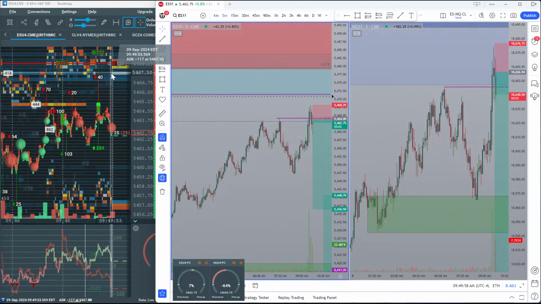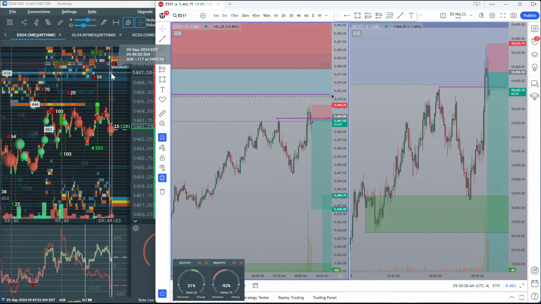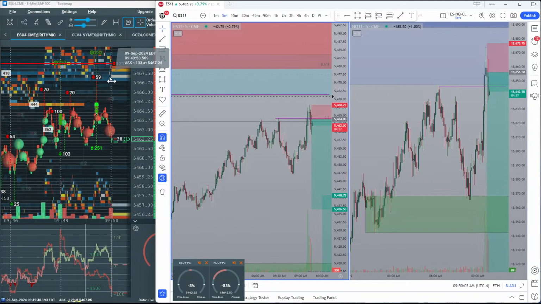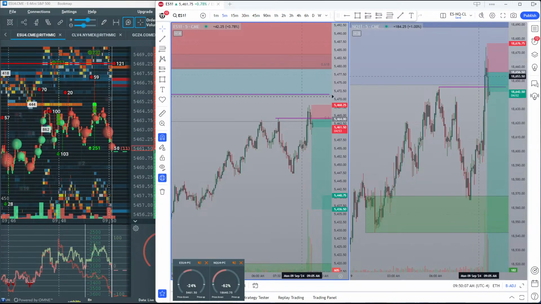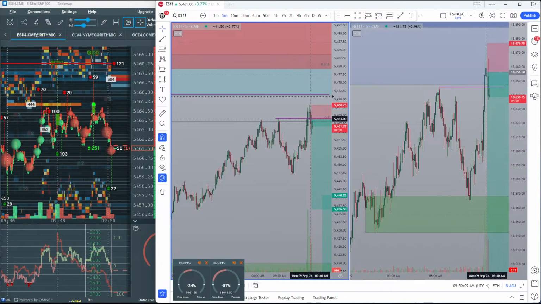I'll know if that event at 10 o'clock is going to move the market by looking at the heat map, and if they pull the levels, then I know that it's going to make a big impact and I'll get out. But right now we're in ES shorts.